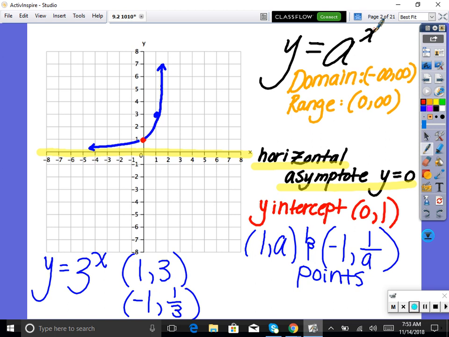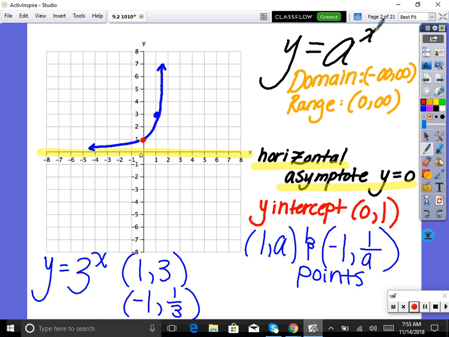And then it says that these points will always be on the graph, (1, a). Well, let's make sense of that. If I plug in a 1 here, won't it be a out, the base? 3 to the 1. If I plug in 1, I'm going to get out the base 3. Do you guys see why they're saying that point will always be on the graph? And then let's plug in a negative 1. 3 to the negative 1 is not negative 3, it's 1/3. So they're saying that the point (-1, 1/a) will always be on the graph.